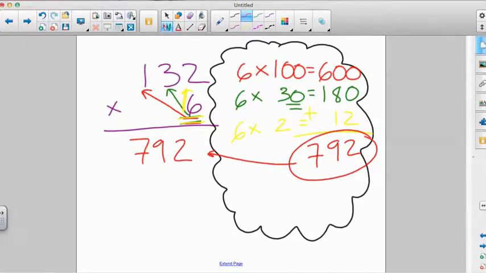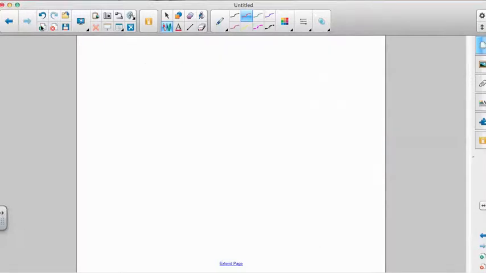Finally, we can move into some more challenging problems. So for instance, if we were multiplying 68 times 79. This is a challenging problem for most fourth graders.